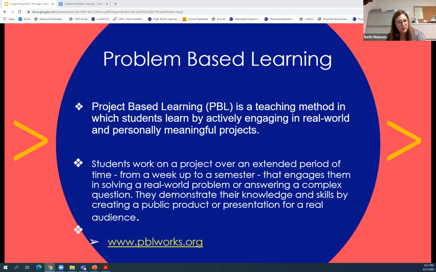But essentially problem-based learning, which I'm sure you have heard of before, is allowing the students to work on a problem of their own design. So they get to decide as a team what they want to work on, and over an extended period of time, engage in solving that real world problem.